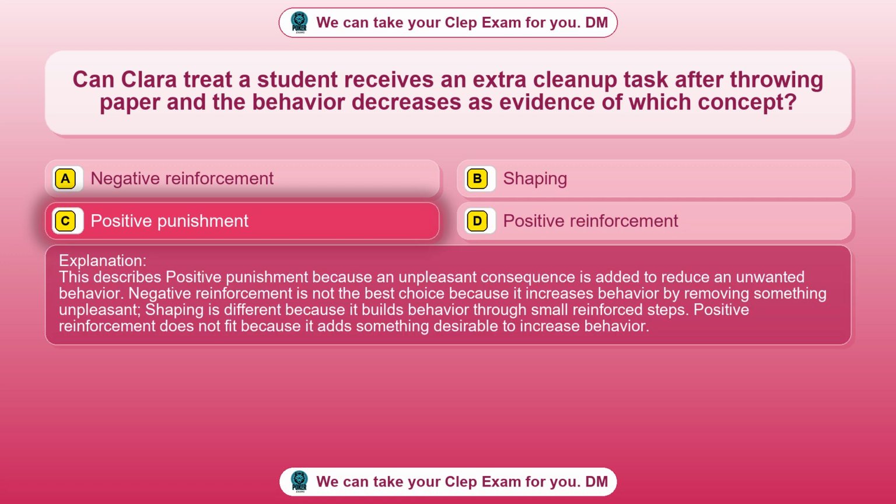This describes positive punishment because an unpleasant consequence is added to reduce an unwanted behavior. Negative reinforcement is not the best choice because it increases behavior by removing something unpleasant. Shaping is different because it builds behavior through small reinforced steps. Positive reinforcement does not fit because it adds something desirable to increase behavior.